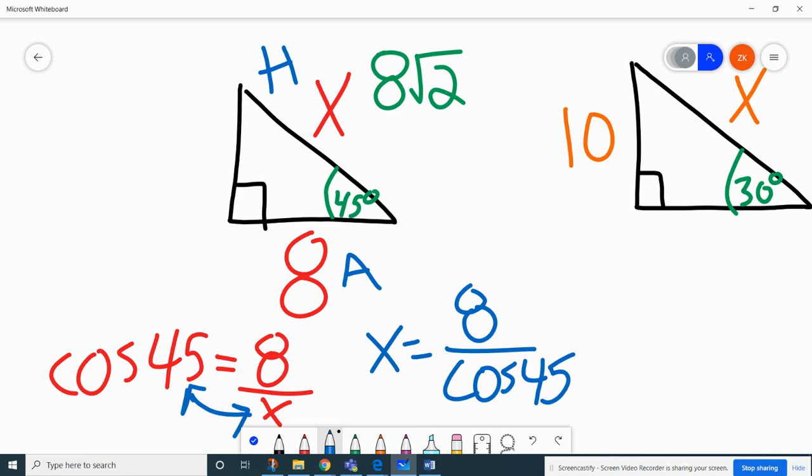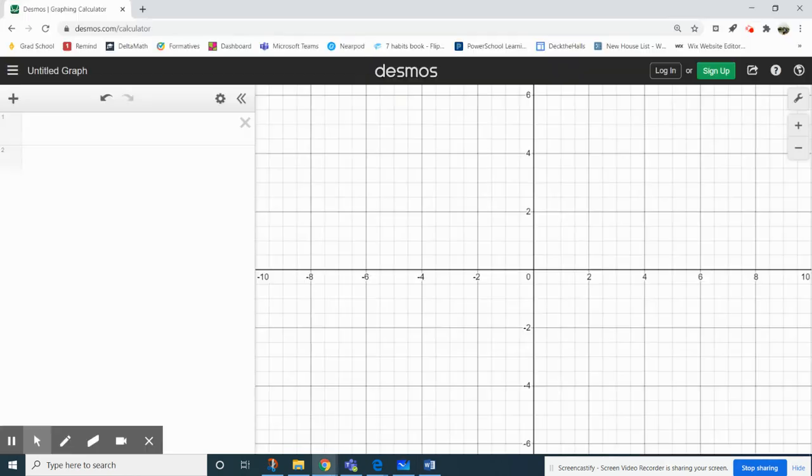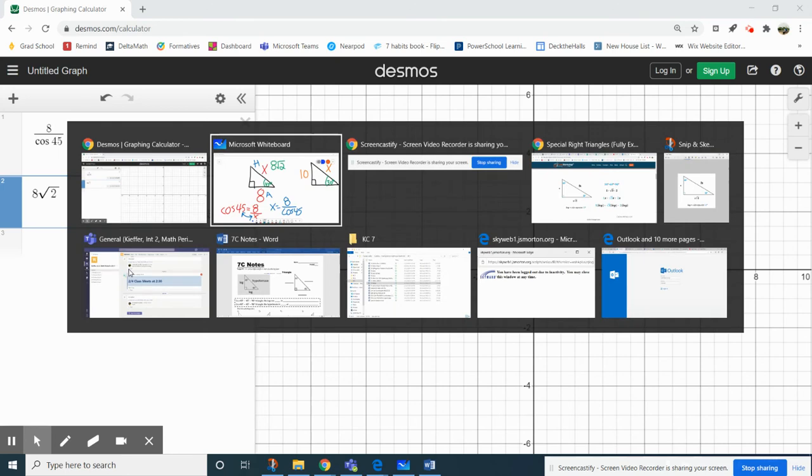Now, if we plug that in our calculator, 8 divided by cosine of 45 degrees, we get 11.3. If we plug in 8 times the square root of 2, we get 11.3. So they are the exact same numbers and that proves that the theory works.